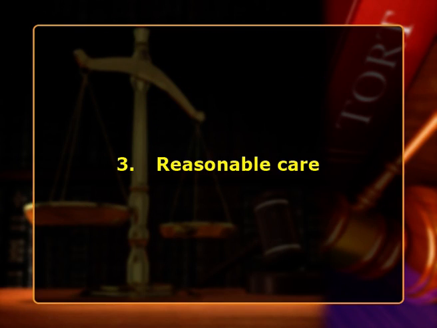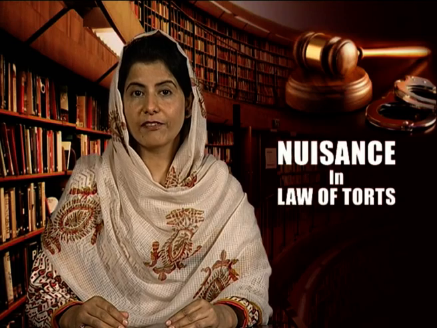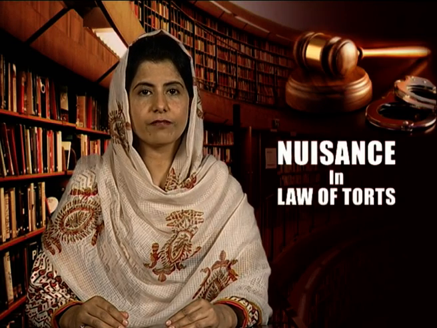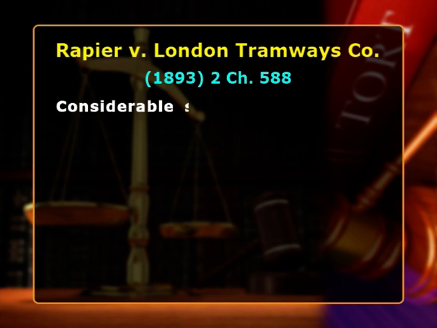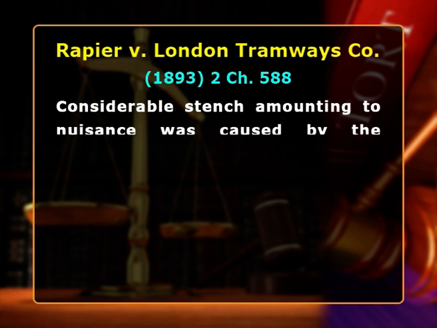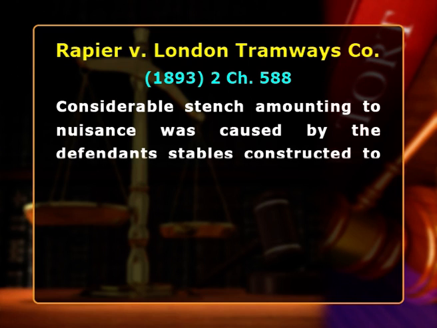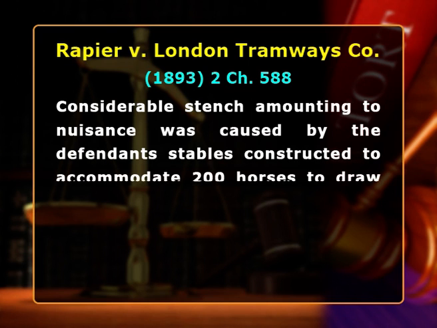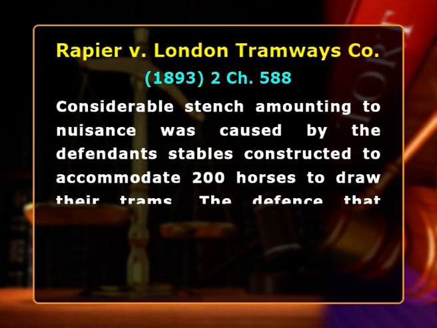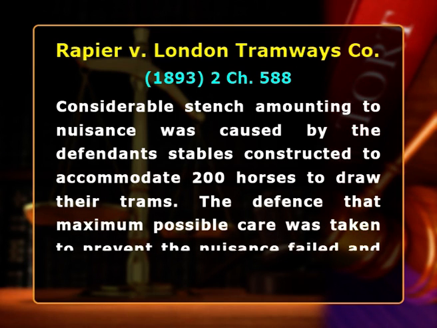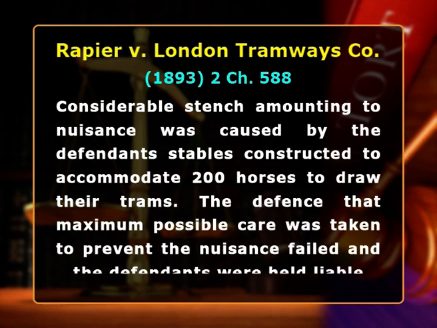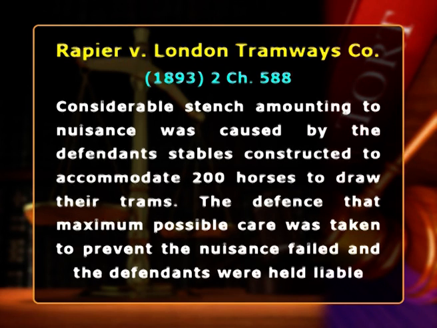Reasonable care. Use of reasonable care to prevent nuisance is generally no defense. In Rapier versus London Tramways Company, considerable stench amounting to nuisance was caused by the defendant's stables constructed to accommodate 200 horses to draw their trams. The defense that the maximum possible care was taken to prevent the nuisance failed, and the defendants were held liable.